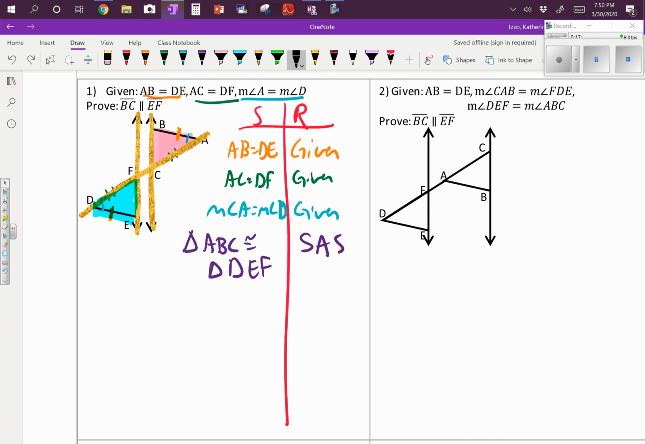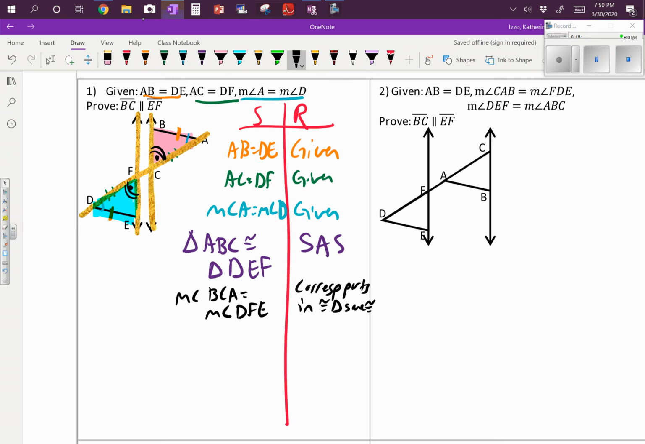In this case, in order to get to my gold sparkly lines, I'm going to want to prove that C is congruent to F. So measure angle BCA is equal to measure angle DFE, because corresponding parts in congruent triangles are congruent. Yay! Now that I have this angle and this angle, that goes from sparkly gold to sparkly gold.